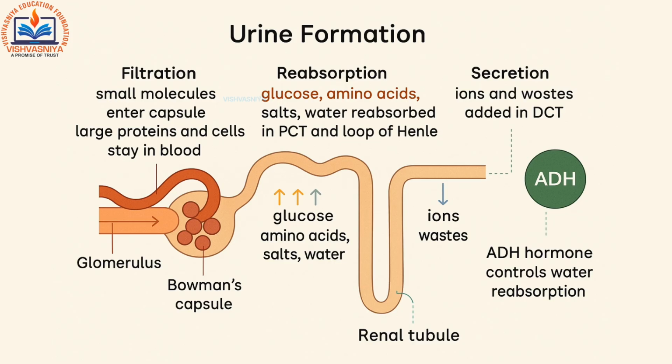1. Filtration. Small molecules enter capsule, large proteins and cells stay in blood. 2. Reabsorption. Glucose, amino acids, salts, water reabsorbed in PCT and loop of Henle. 3. Secretion. Ions and wastes added in DCT. 4. ADH hormone controls water reabsorption.